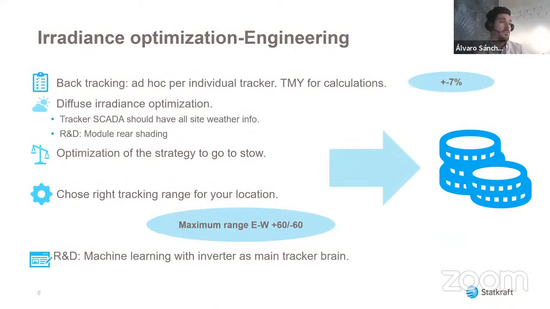The second topic is the irradiance optimization. So just to see how we can get the most of our tracker, because obviously a tracker is mainly to improve the production of the solar farm. The first point, which is very well known by everyone, and I'm going to discuss more, is the backtracking. Now all the trackers on the market have backtracking, but it's also quite important that you do an ad hoc backtracking setting for every individual tracker. So you have to get on site all the coordinates and the height of every tracker, and configure that on your SCADA. And also the tracker needs to know the coordinates, the location and the height of the neighbors, so it can act according to that.